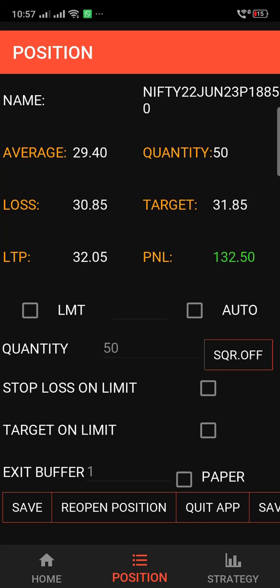The target is reached and trailing is started. You can see this stop loss is away by 1 point. That is our trail value.